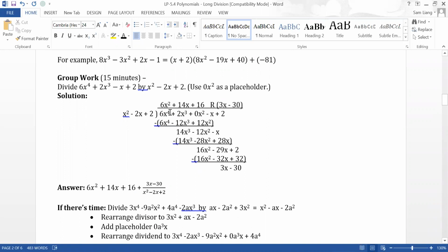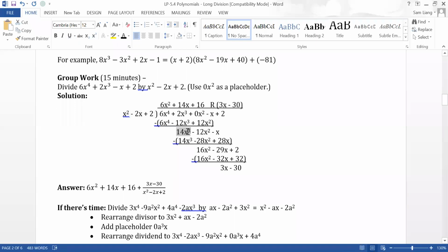Anyways, first thing we're going to do is 6x to the fourth, divide that by x squared. We're going to get 6x squared. And then what we're going to subtract from this polynomial is 6x squared times the divisor. So 6x squared times this is 6x to the fourth minus 12x cubed plus 12x squared. You subtract that, you're going to get 14x cubed minus 12x squared. Then you bring down the next term, you get negative x there.